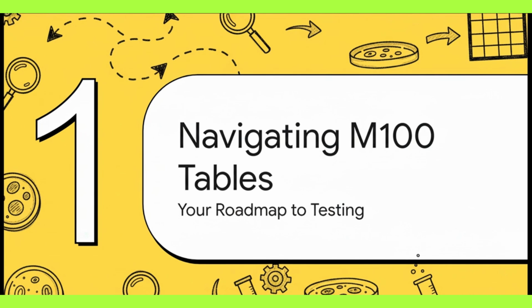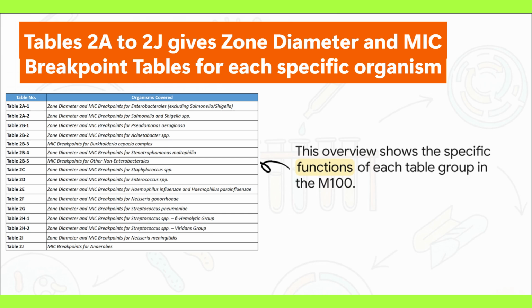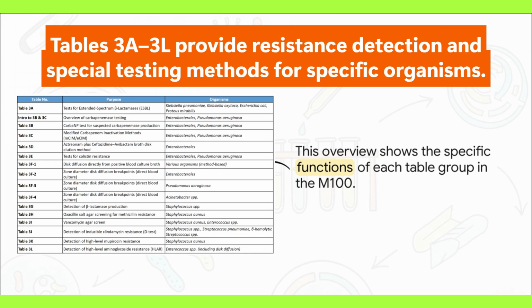First things first, just navigating the tables. You've got to know the layout to use this thing right. Honestly, think of it as the roadmap you need for any accurate testing. Okay, so the M100 is organized with a really clear logic. Don't worry about the tiny print here, just get the big picture. Tables 1A through 1J, that's your starting point. They give you suggestions for which agents you should even consider testing. Then you've got tables 2A through 2L, which have all the specific breakpoints for different organisms. And finally, tables 3A through 3L, that's for the real detective work, helping you hunt down specific types of resistance.